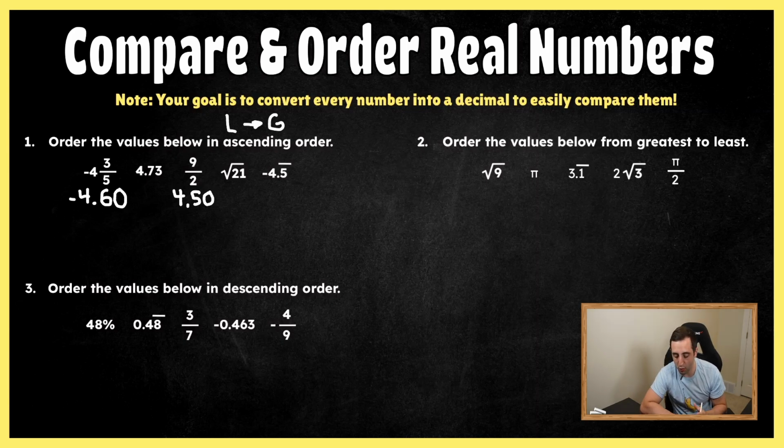Now for our fourth one, we have the square root of 21, which kind of stinks because it's a non-perfect square. These are a little bit tough, especially without a calculator, because we're not going to get the exact value. We're going to have to estimate here. And I'm going to show you the best way to go about estimating non-perfect squares. So I want you to picture a number line. So let's go ahead and draw out a number line here.